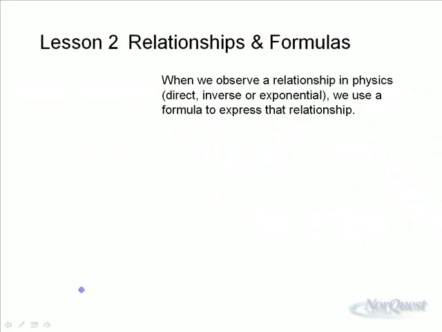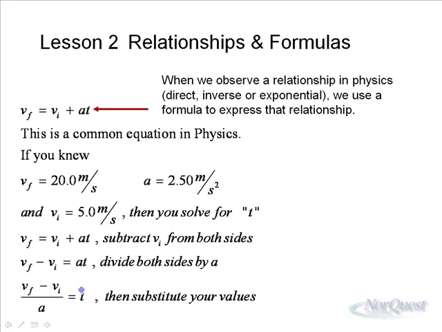When we observe a relationship in physics, let's say we're watching an object fall, or we're watching a car race down the road, or you're catching a ball in your catcher's mitt, these are all relationships. Now you could say, all right, an object is moving at 5 meters per second, and then it accelerates at a rate of 2.5 meters per second squared for a certain period of time. We don't know what that time is. But we do know that after we've finished accelerating, it's now moving at 20 meters per second. So that's a common situation.